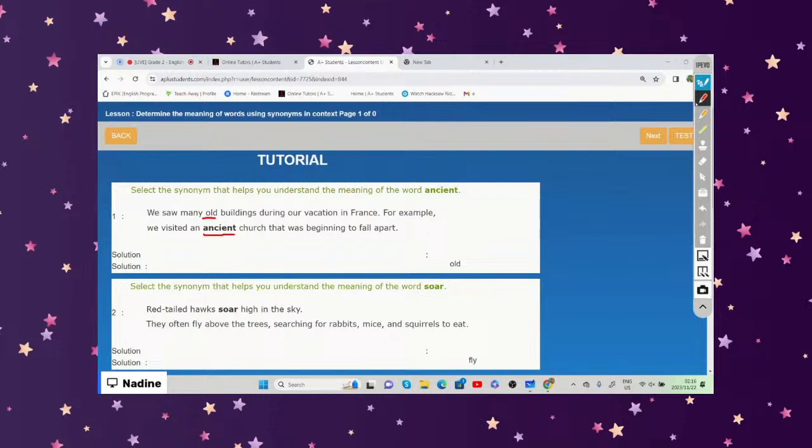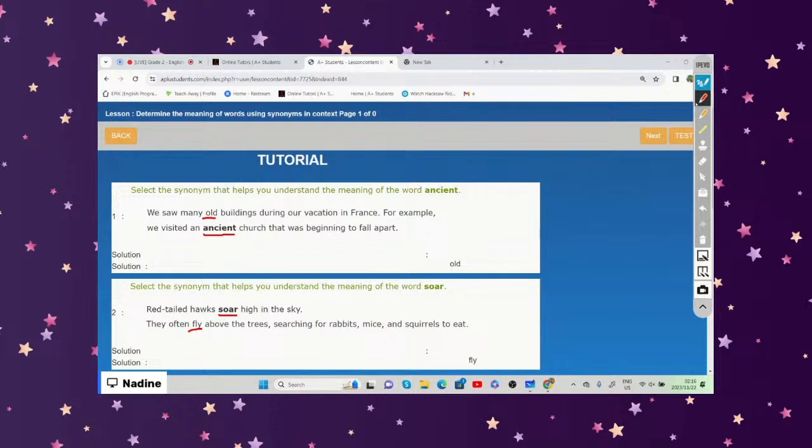Red-tailed hawks soar high in the sky. They often fly above the trees, searching for rabbits, mice, and squirrels to eat. So another word for soar, right? If we were to find a synonym that helps us understand the meaning of the word soar, we would basically choose fly.